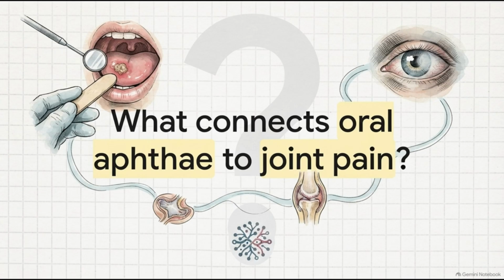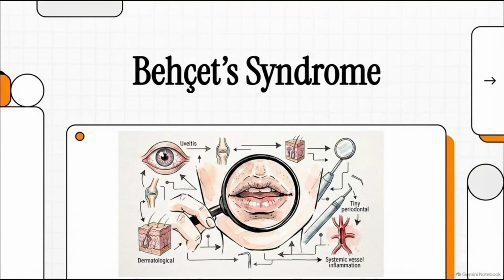I mean, they're incredibly common. But what if that small, localized lesion is actually the first major warning sign of a severe multisystem disease? What exactly connects that simple ulcer to sudden vision changes or even debilitating joint pain? Well, that is exactly what we are unpacking today. We are diving into Behçet's syndrome.